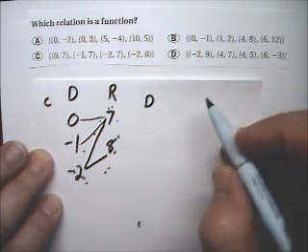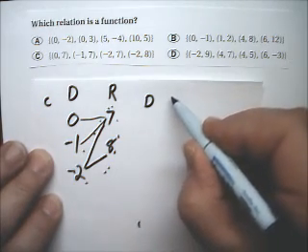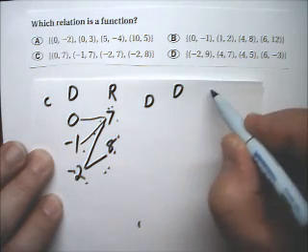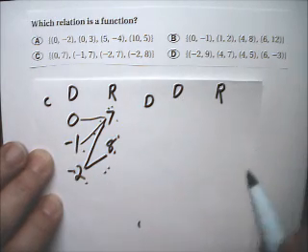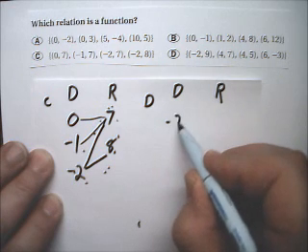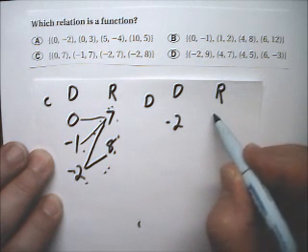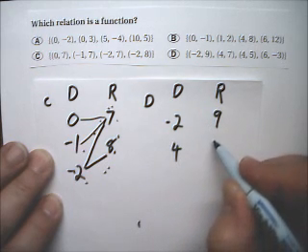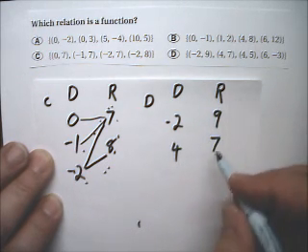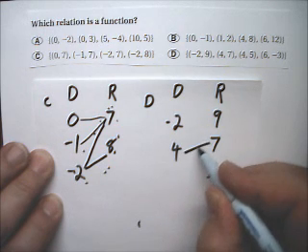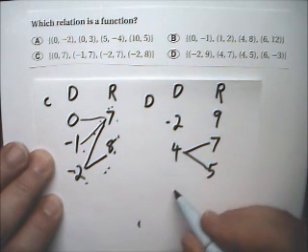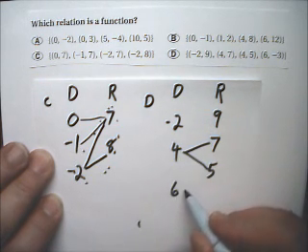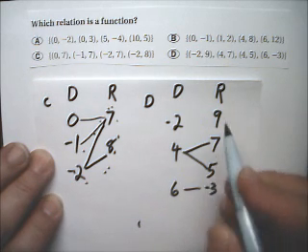So let's see choice D. We have the domain and the range. The -2 maps to a 9. The 4 maps to a 7, and the 4 also maps to a 5. And the 6 maps to a -3.